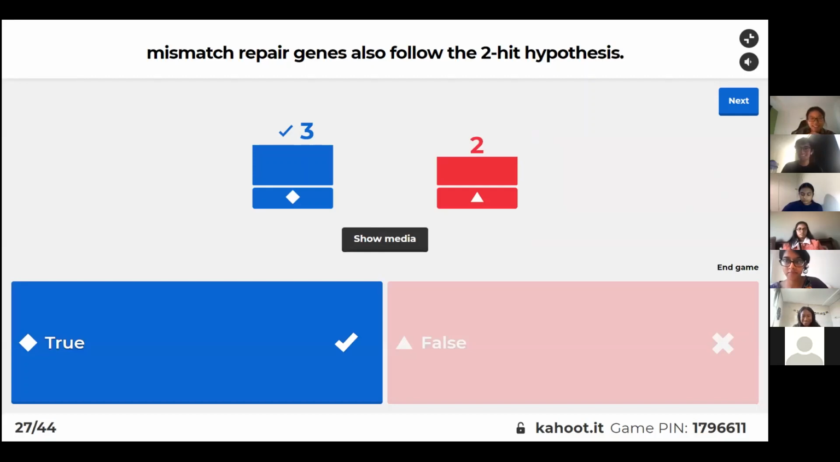Yeah, well done. So basically the two-hit hypothesis says that it requires both alleles to be inactivated for the gene to become ineffective and lead to cancer. So this applies to most tumor suppressor genes, but to the mismatch repair genes as well.